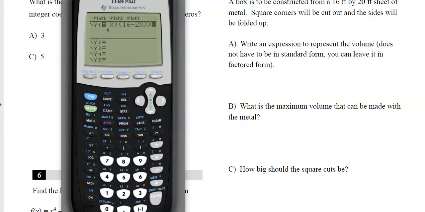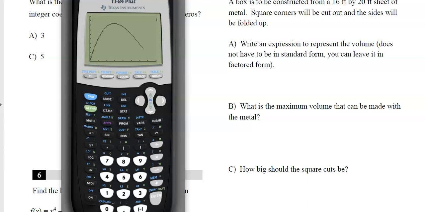And then times x. And the graph, I really don't know what's going to happen. I know 16 times 20 is 320, but it could go higher. So let's go to our window. We can't cut out a piece bigger than 8, because if we cut out a piece bigger than 8, then our 16 side disappears. So I'm going to go from 0 to 8. That really limits the x's. The y's can't be negative or we won't have a box. Let's go big, let's go 500 by 50s. It might be way too big, but let's see.